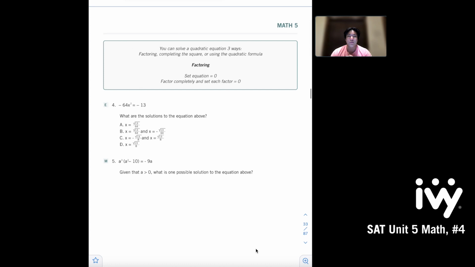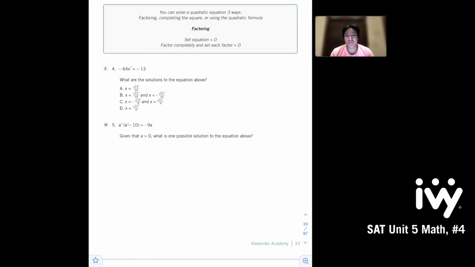Okay, so now let's move on to factoring. There's 3 different ways we can solve a quadratic equation: factoring, completing the square, or the quadratic formula. First, we're going to start with factoring. Basically, we set the equation to 0, and then you just factor the equation, and then set each factor to 0 so that you can solve for what that 0 or that answer is.